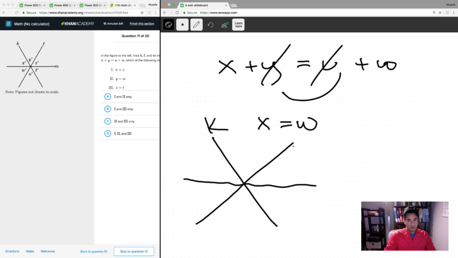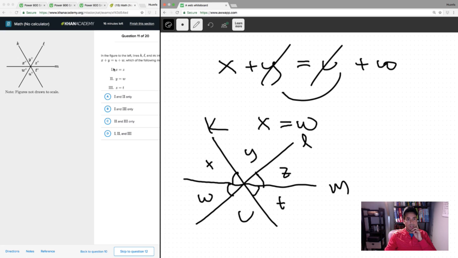Hopefully this doesn't take too long. I just want to look at it a little more clearly. So x, y, z, t, u, and w. Of course, these two we've just proven are equal. And that means this is equal to that. This is equal to that. So all of these four angles must be equal because x is equal to t, vertical, w is equal to z, vertical, and these guys are equal. So all four of these angles are equal to each other.